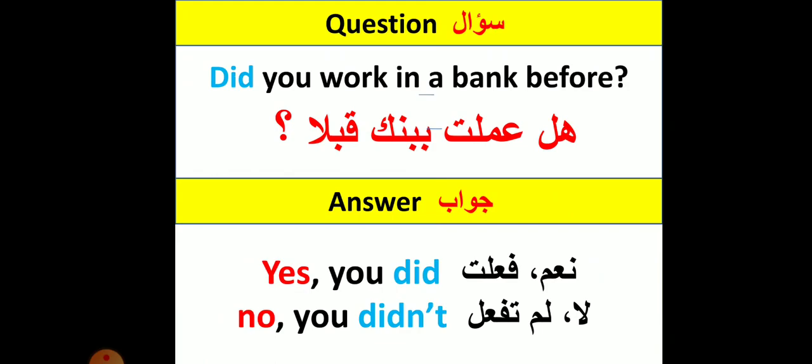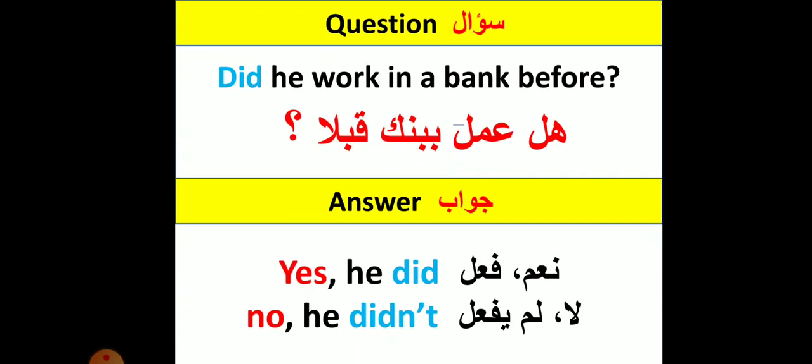Did you work in a bank before? Yes, you did. No, you didn't. Here we have the auxiliary did plus subject you plus verb in the infinitive, work. Did he work in a bank before? The short answer, yes, he did. No, he didn't. Didn't here is did plus not.